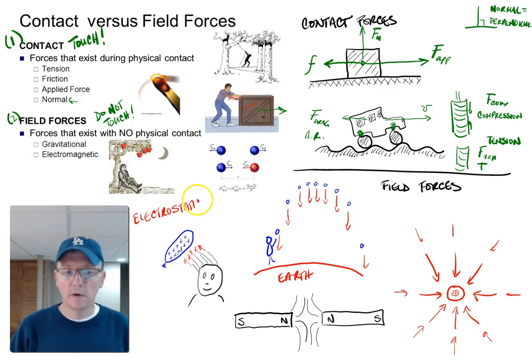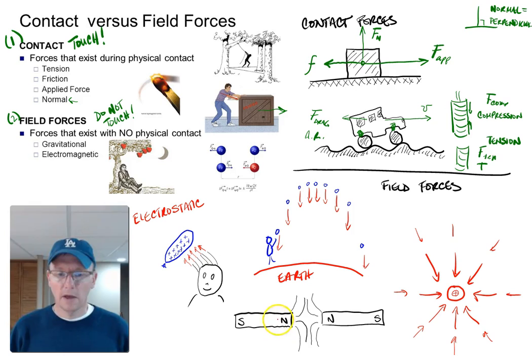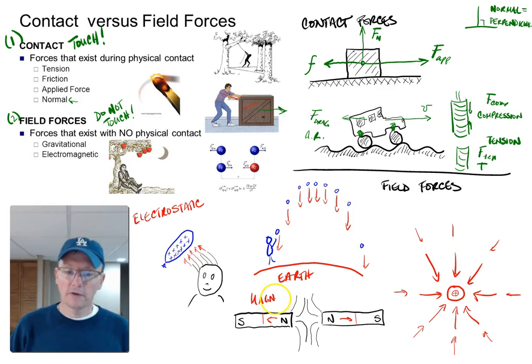Electrostatic forces. And then everybody probably has played with magnets when they were a little kid. So you've got the north end and the south end of a magnet, the North Pole and South Pole. And if you try to push the north poles of two different magnets together, you'll see that they push away from each other. That would be a magnetic repulsion. So we've got magnetic and we've got electrostatic.